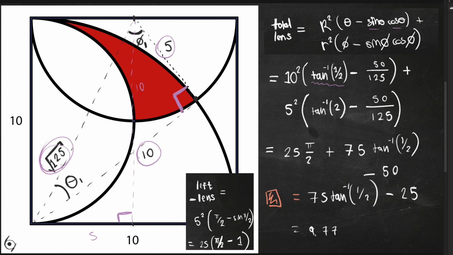And then likewise, this sine theta times cos theta: cos theta is 10 on root 125 and sine theta is 5 on root 125. So when you times them together, you get 5 times 10 is 50, and then you get the 125 on bottom. That's where that's coming from.